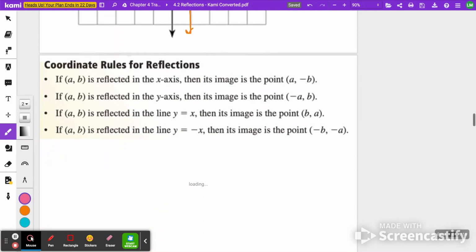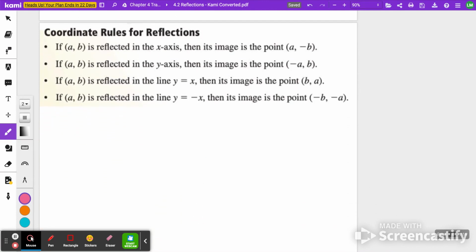The next part are just some rules for basic reflections. If (a, b) is reflected in the x-axis, then the point is going to change to (a, -b). Notice that this is your x-coordinate and this is your y-coordinate. So an x-axis reflection changes y. A y-axis reflection is going to change the x.